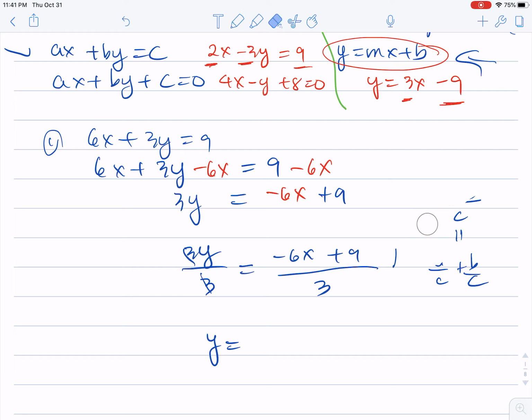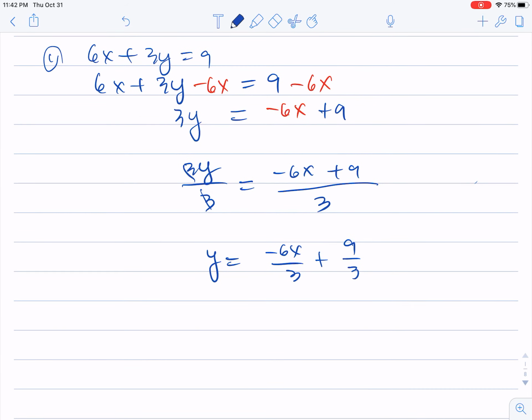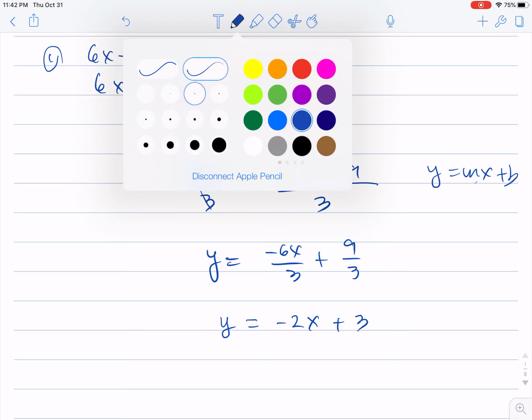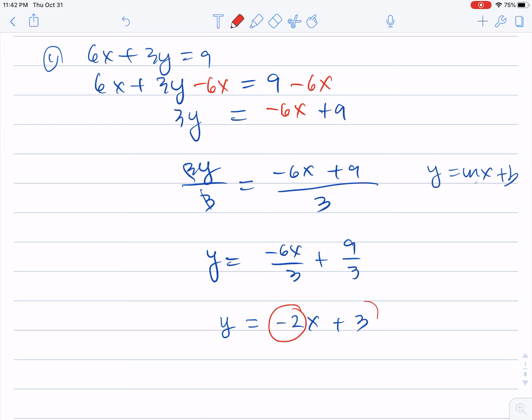We can rewrite this as negative 6x over 3 plus 9 over 3. Ang negative 6 divided by 3 is negative 2, di ba? So y equals negative 2, and then mayroon pa tayong x. And then plus 3. So here, remember y equals mx plus b. Here our m is negative 2 and our y-intercept is 3. Okay? So, yan yung unang example.